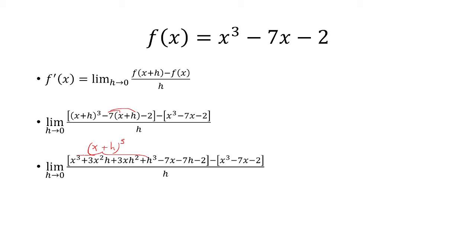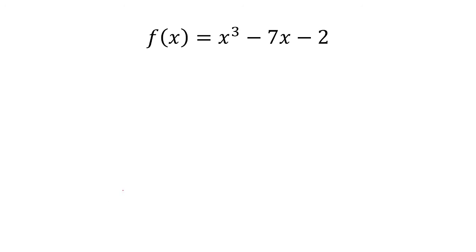Now notice that the x cubes are going to cancel. So will the -7x's and the -2's. So we're left with 3x squared times h plus 3x times h squared plus h cubed minus 7h all over h. The goal here is now to eliminate the h from the denominator, and we're going to do that by factoring out an h from the top.